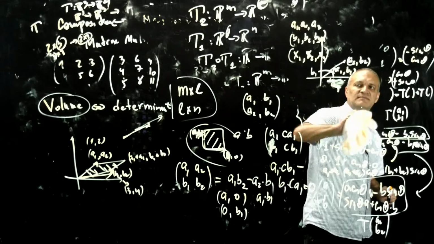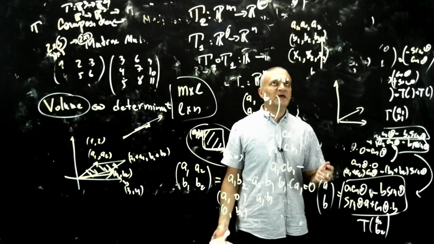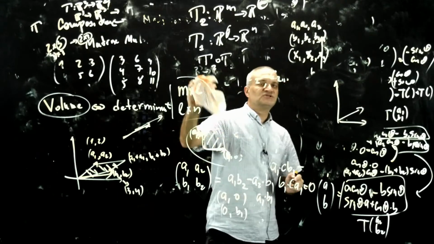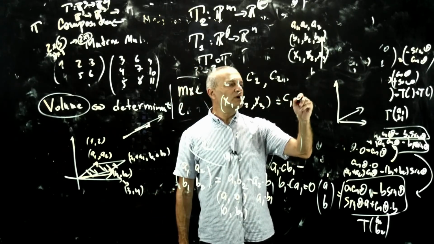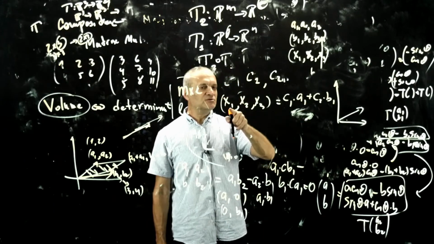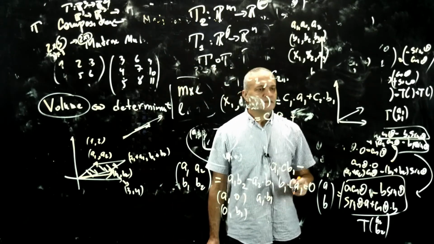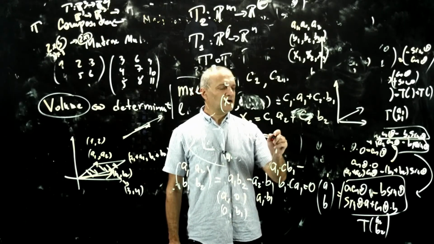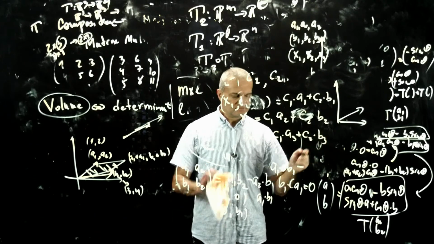You can think about them as follows. If you have three vectors like this, what is the dependency? Dependency is as follows: you have two constants, C1 and C2, such that X1, X2, X3 equals C1 times A plus C2 times B. So for X1 it's C1 times A1 plus C2 times B1. X2 is going to be C1 times A2 plus C2 times B2. And X3 is going to be C1 times A3 plus C2 times B3. Okay.